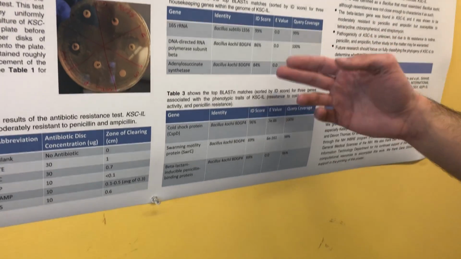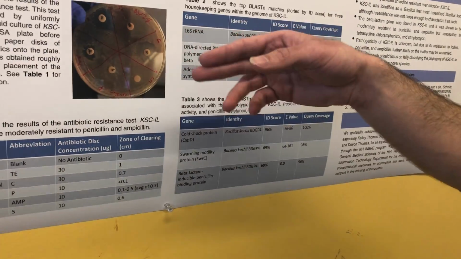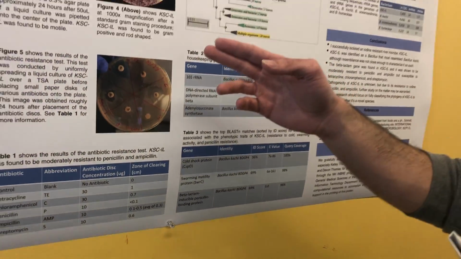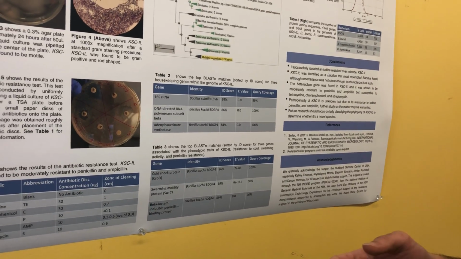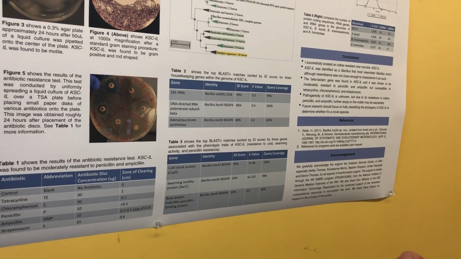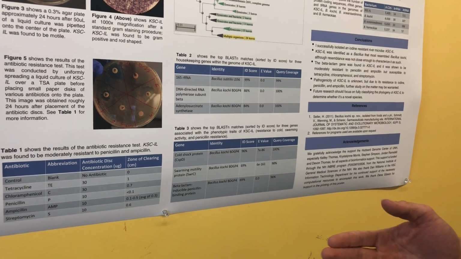So after I figured out that it might be Bacillus koshi, I looked at some specific genes based on the morphology and just the phenotypic traits of my microbe. So since I found it in river water, in late January, the river was very cold, so I figured the microbe probably had cold shock proteins.